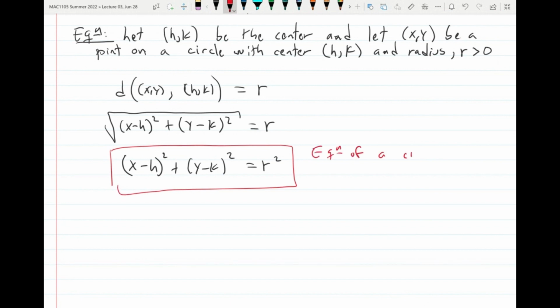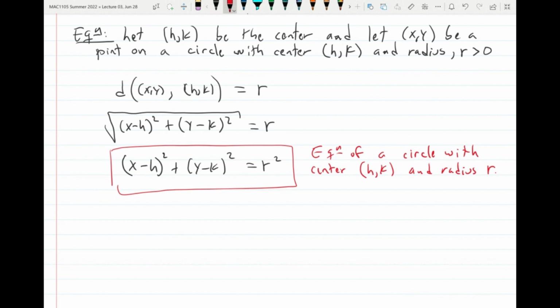So this is the equation of a circle with center (h, k) and radius r. So this means that any point on this circle will satisfy this equation. So the x and the y, we put it here and we'll make this a true statement. And also the other way around. Any pair of x and y that satisfy this equation corresponds to a point on this circle. Okay? So now we have an algebraic description of what a circle is.